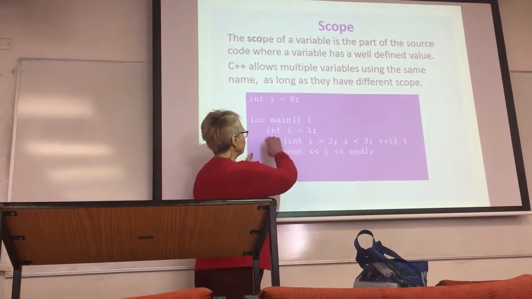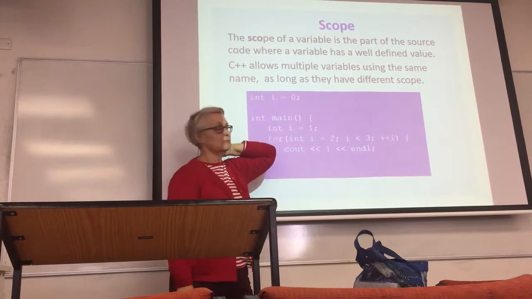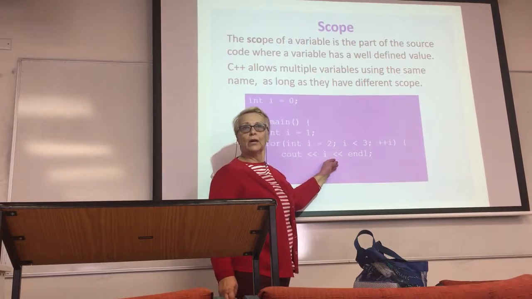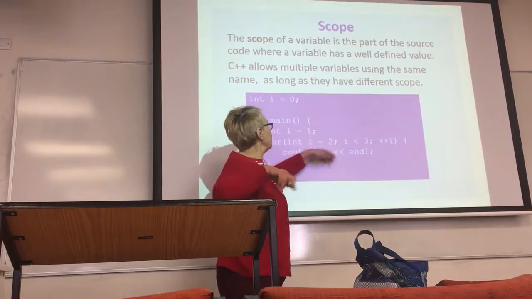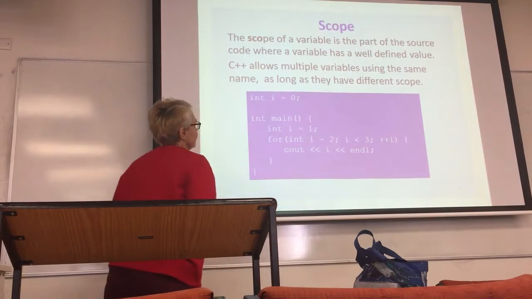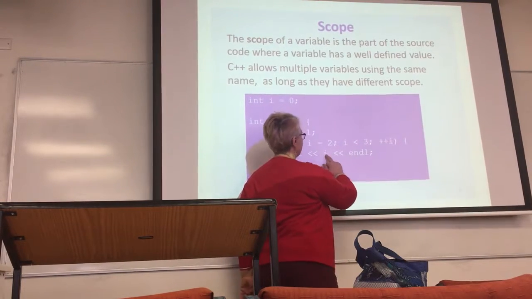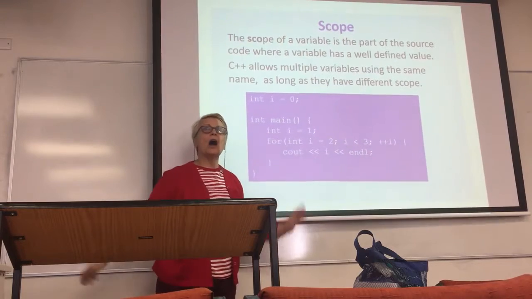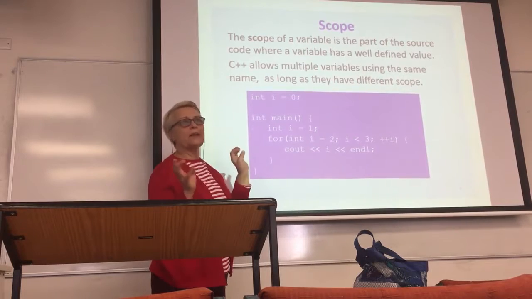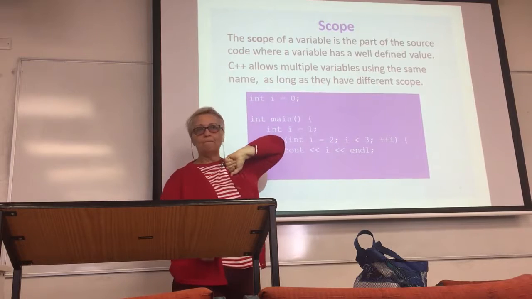This I is available here and after the for loop, but you can't access it inside the for loop. If you want to access it, you have to change the name of this variable. Okay? So if you use for integer j less than 3, plus plus j, cout j, then you can display cout I, and this gives you a handle here. Otherwise, there is no way to access this one. But we have a handle to the global variable.